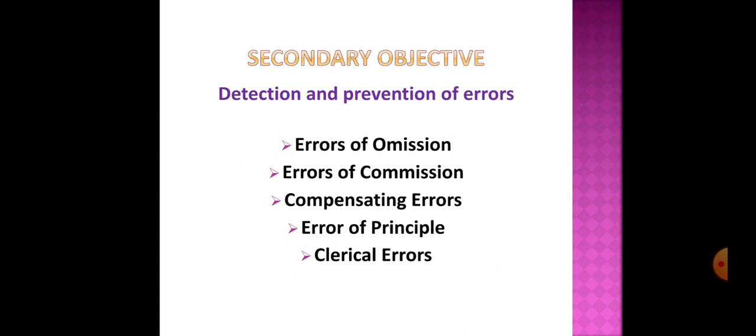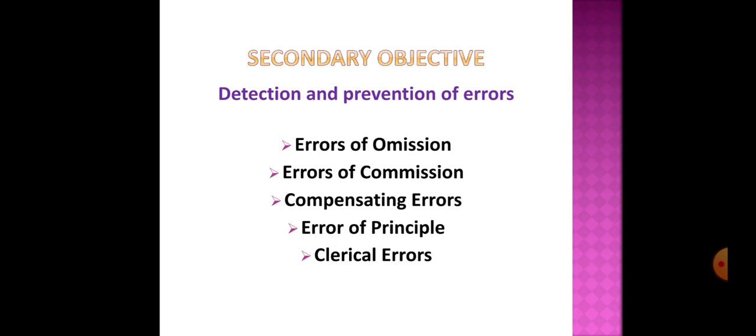Then errors of commission. When incorrect entries are made in the books of accounts, either wholly or partially, such errors are known as errors of commission. For example, wrong entries, wrong calculations, wrong posting, carry forward mistakes, etc. Such errors can be located while verifying.